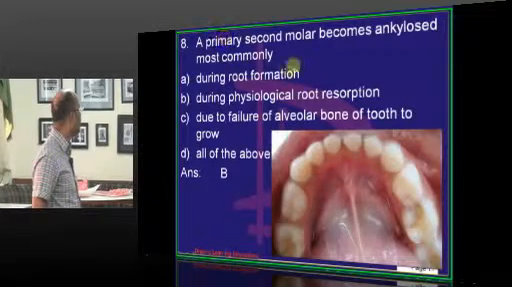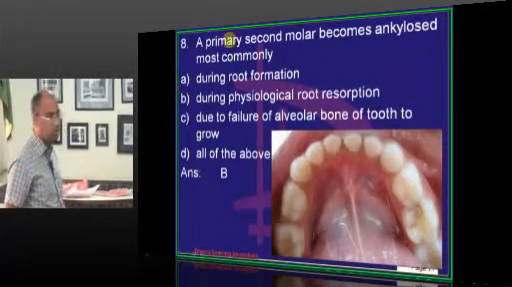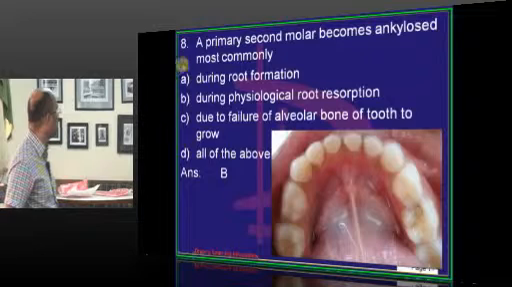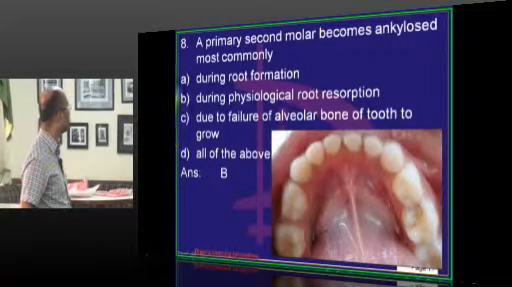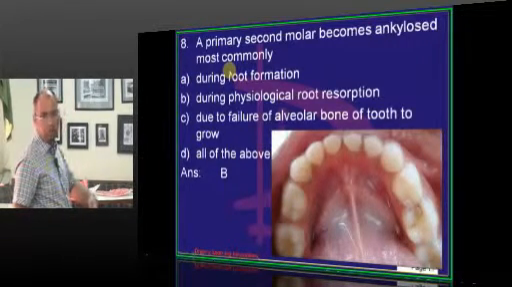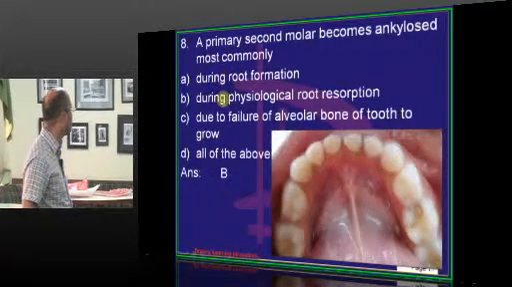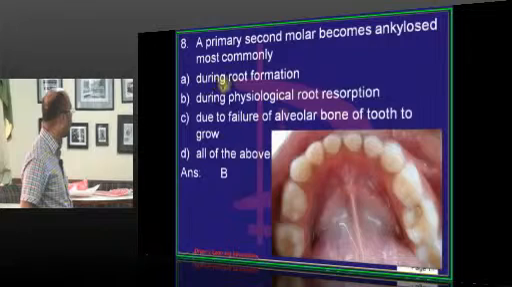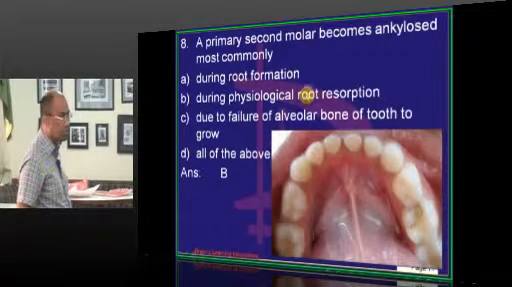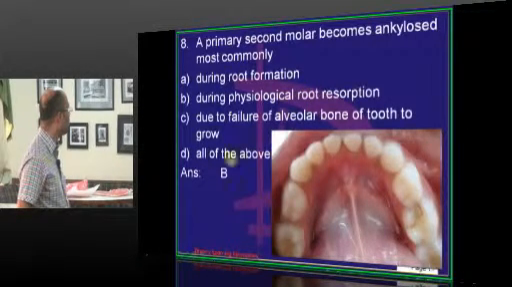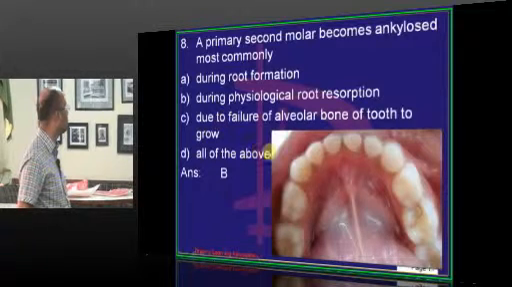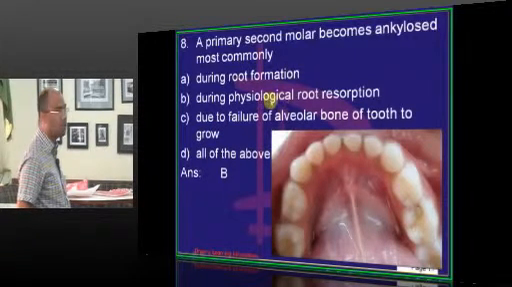So, a primary second molar becomes ankylosed most commonly because, now why does a primary second molar become ankylosed, that is, even when it is over retained? Now why does this happen? Is it in the root formation, or during physiological root resorption, or due to the failure of alveolar bone of the tooth to grow, or all of the above? It is basically due to the physiological root resorption.